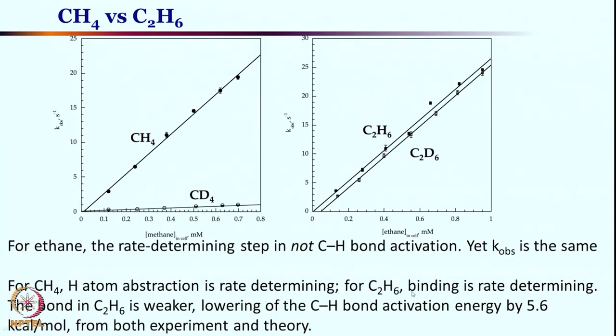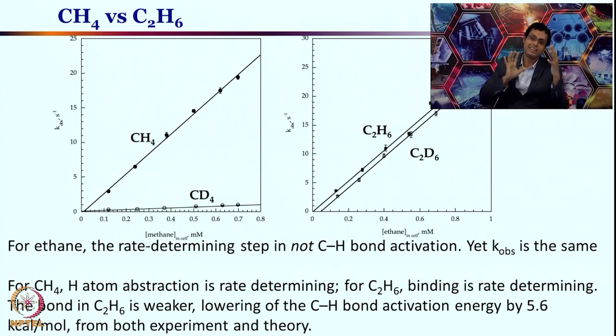So for methane, hydrogen atom abstraction is rate determining. For C2H6, the binding, the approach of C2H6 to the Q, diffusion control is happening. So the binding of the ethane with respect to the intermediate Q is important. See, this is how nature has evolved in such a way. The enzyme is designed in such a way, the overall enzyme pocket, the approach road is such that it just fits methane perfectly. If you want to fit in ethane, that's also not possible. And this is why one should realize that although nature is really great, nature is only designed for one substrate.